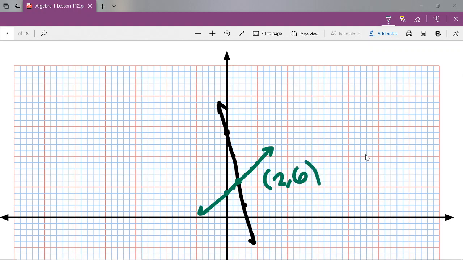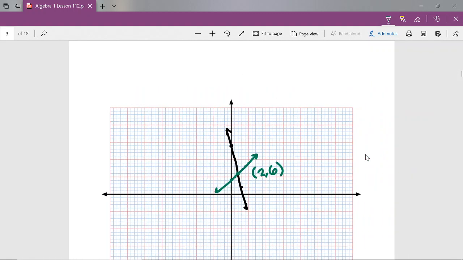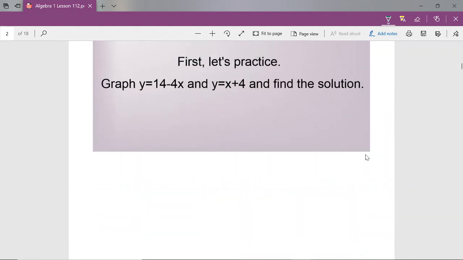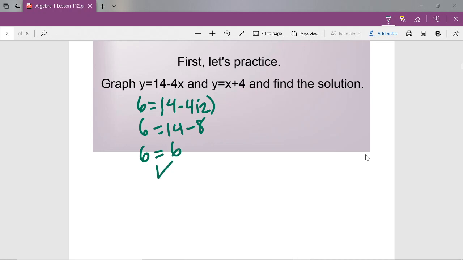Now remember that we can always check our work with these graphs by plugging them back into their original equations. And we say, does this work? 6 equals 14 minus 4 times 2. Well, that's 6 equals 14 minus 8. So yes, 6 equals 6. Worked for one, has to work for both. We plug it in again and we say 6 equals 2 plus 4. Yes, 6 equals 6. So it does actually work.